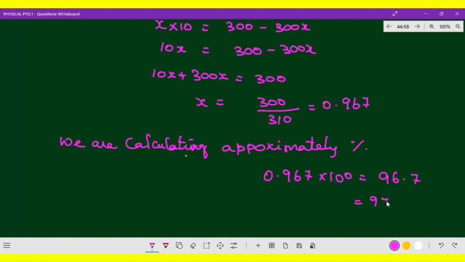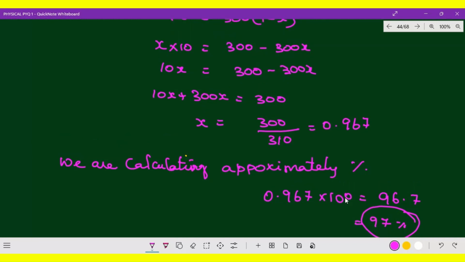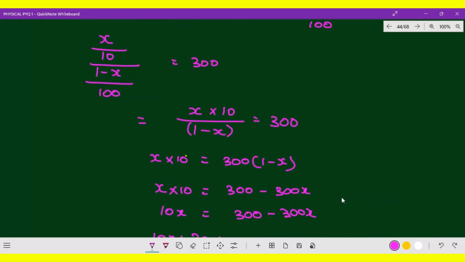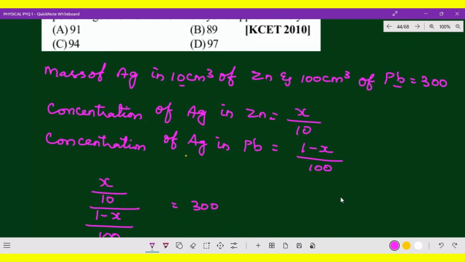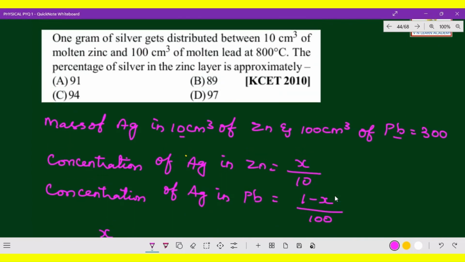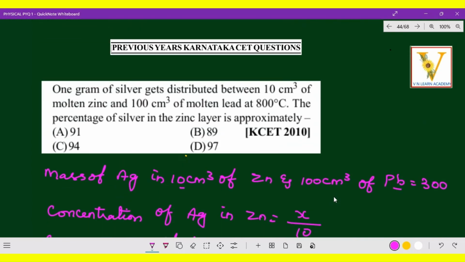So 97 percentage. So 97 percentage means, here, how do we bring it? 97 is the correct option. So option D is the correct option, 97. I hope you got the clarity. How do we bring that?